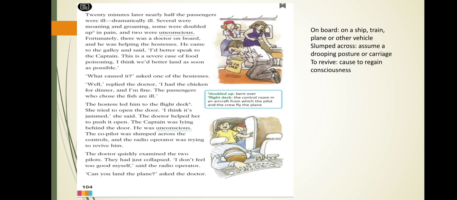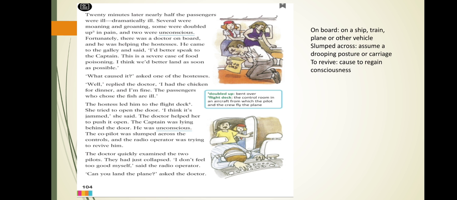"The doctor quickly examined the two pilots. They had just collapsed. 'I don't feel too good myself,' said the radio operator. 'Can you land the plane?' asked the doctor." So even that radio operator was not feeling well. He also ate the dinner. And the doctor asked the radio operator to land the plane.